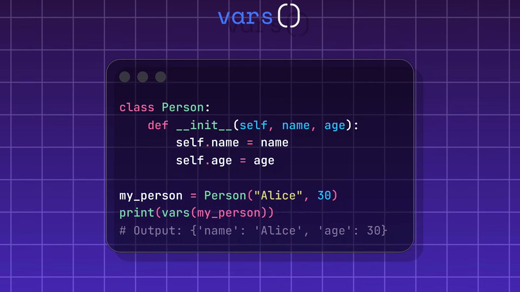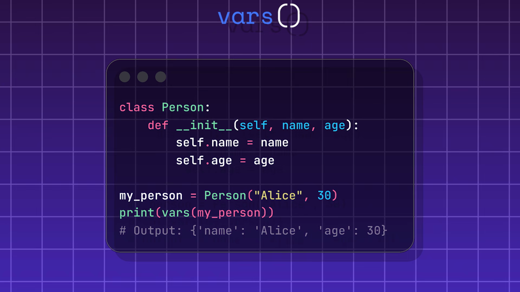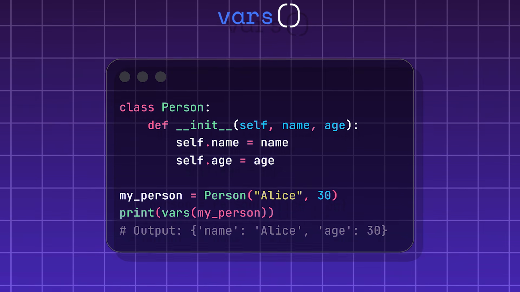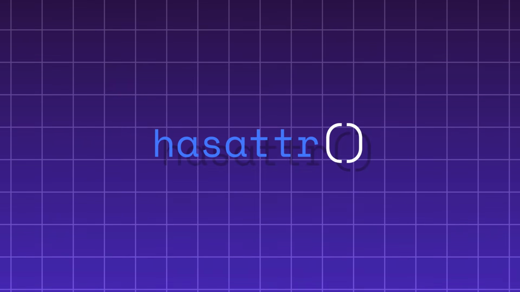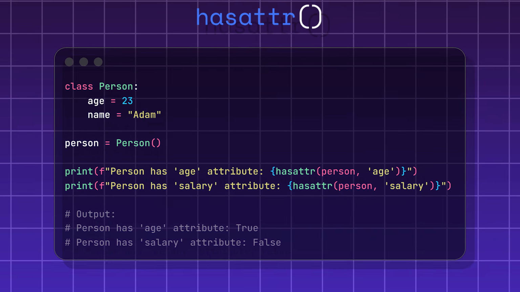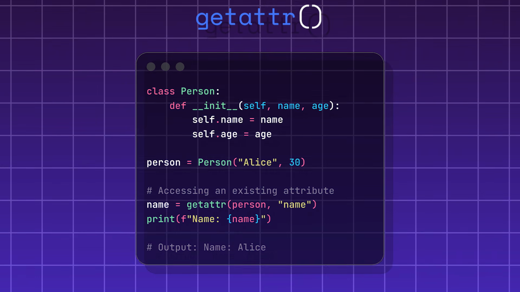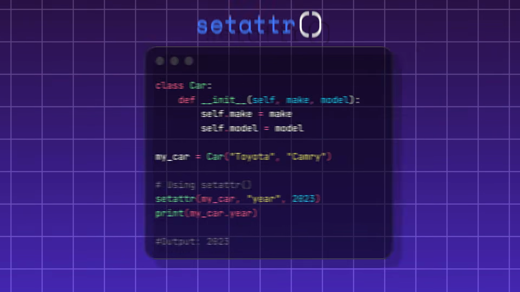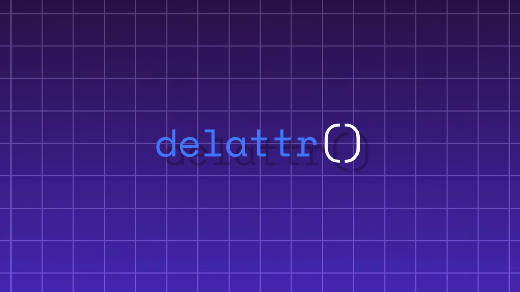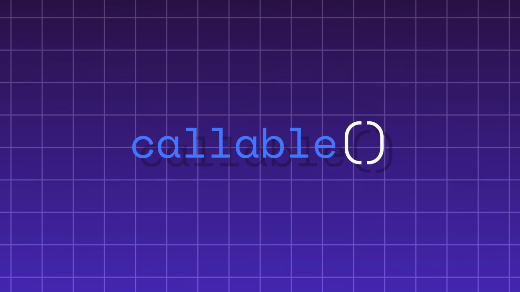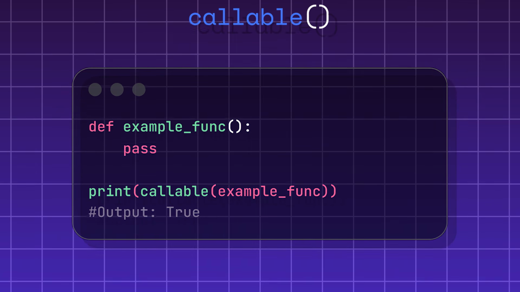Vars shows the attributes of an object, which are the variables contained in a function or key value pairs in a class. Hasattr checks if an object has a specific attribute. Getattr gets an attribute from an object. Setattr sets an attribute of an object. Delattr deletes an attribute from an object. Callable checks if something can be called, like a function.